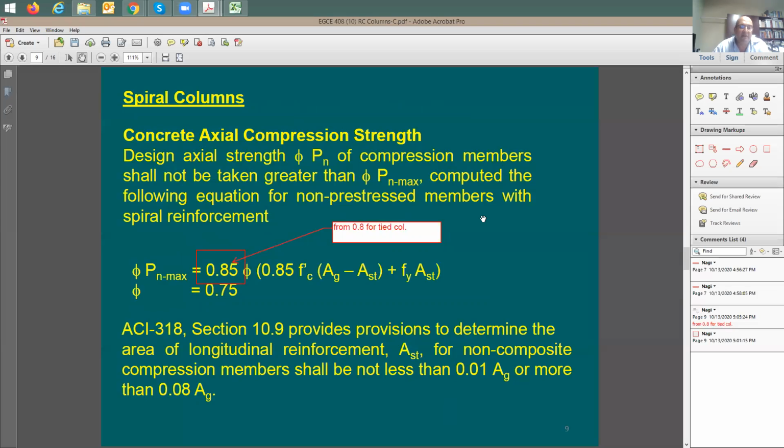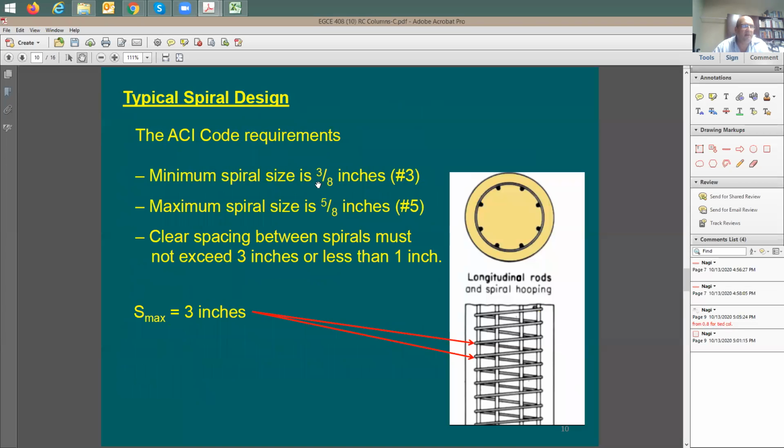So in order for you to get this 23% additional axial load capacity, you need to do the following. Number one, when you do spiral, it's going to be at least number 3 rebar. The clear spacing cannot go more than 3 inches. So now they confirm that you have lots of confinement.